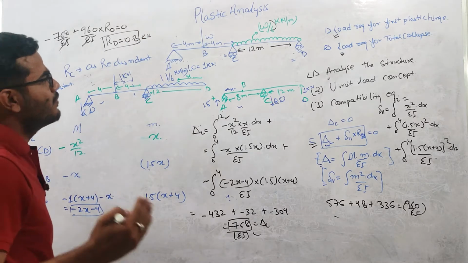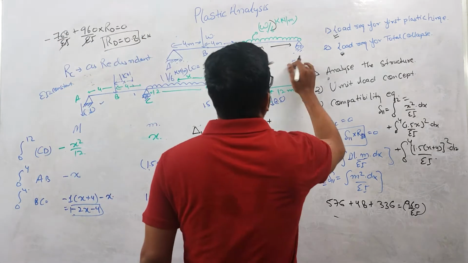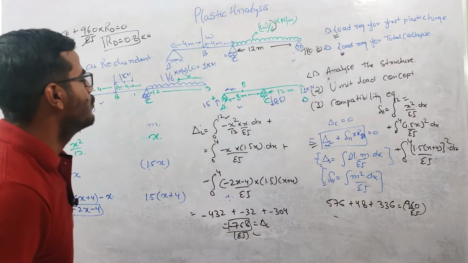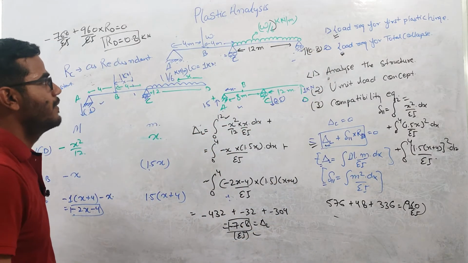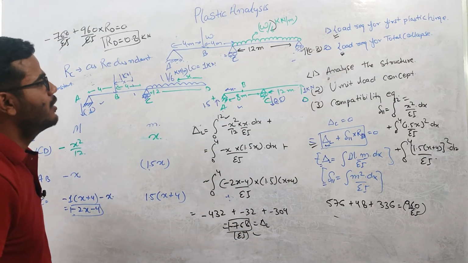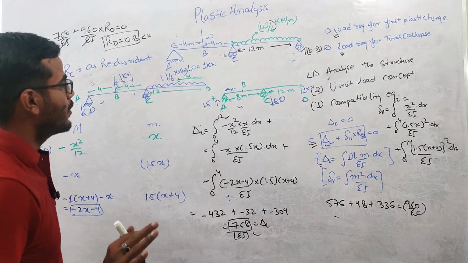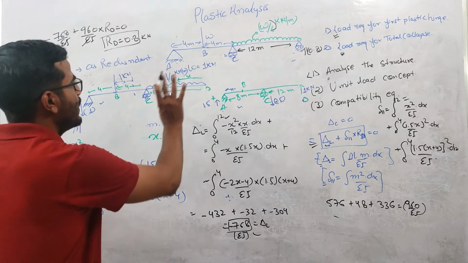So the value of the redundant at this point is basically 0.8. Now it will be very easy to locate the position of the maximum bending moment. We found the redundant. Now we will draw the bending moment diagram for this continuous beam. This is the important part in this problem to analyze this structure.